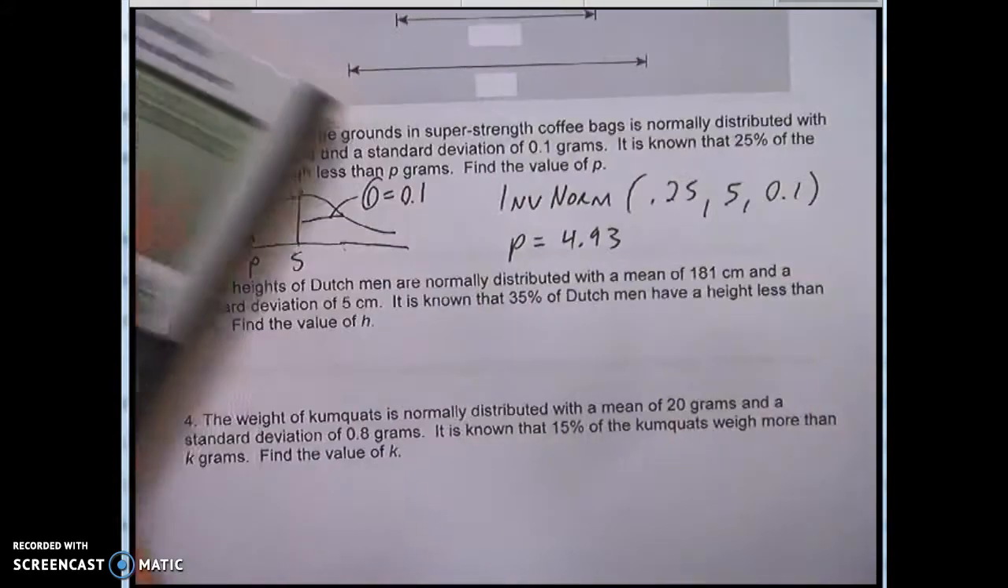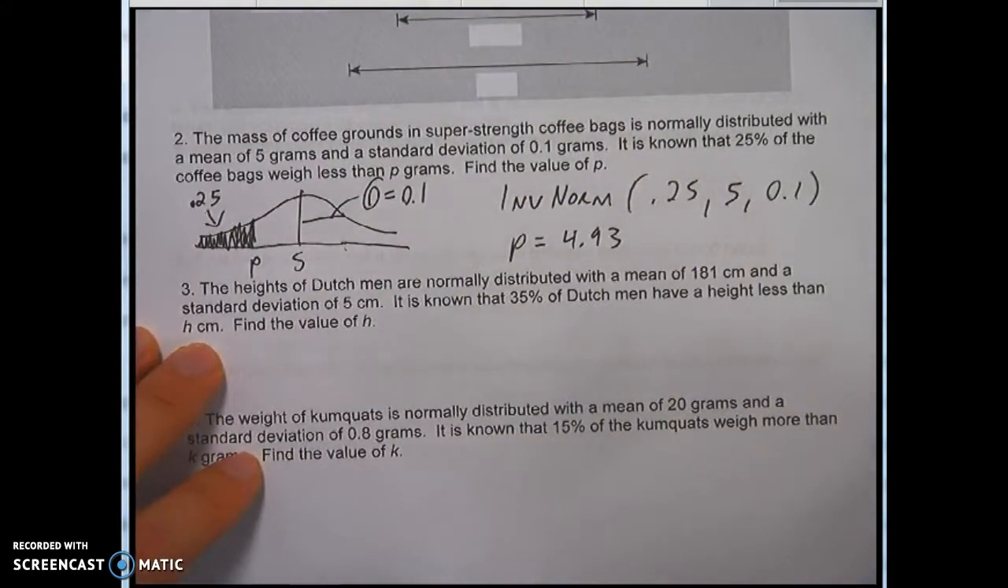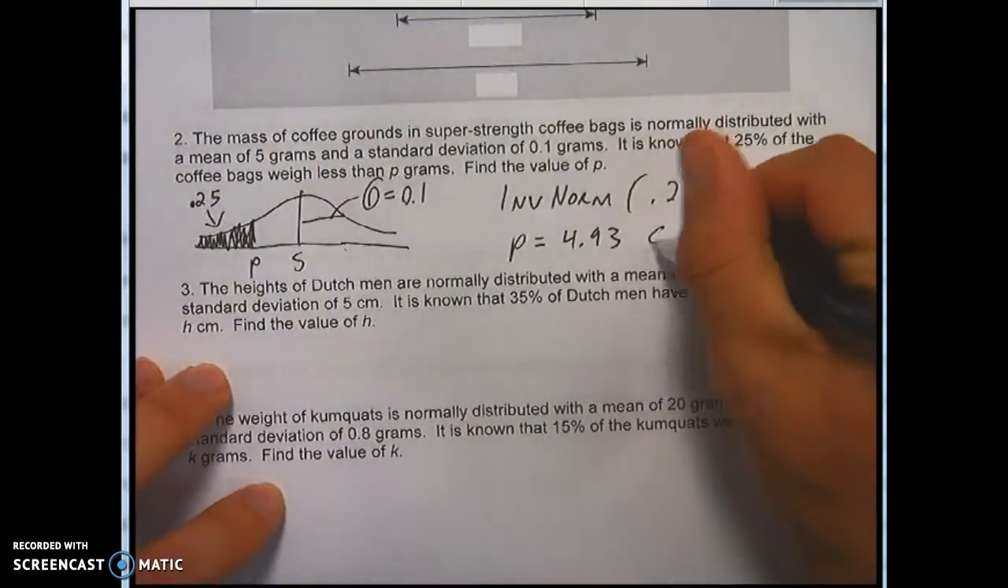Now the units are important here. It's not a probability now, so there's going to be units. So this is grams.